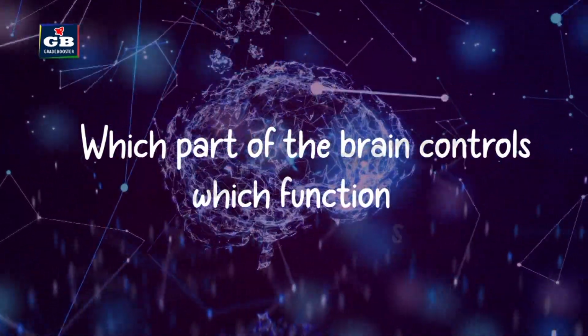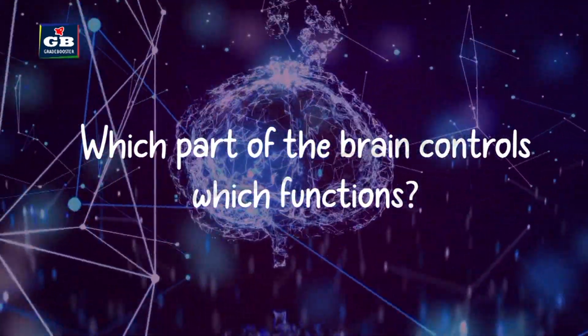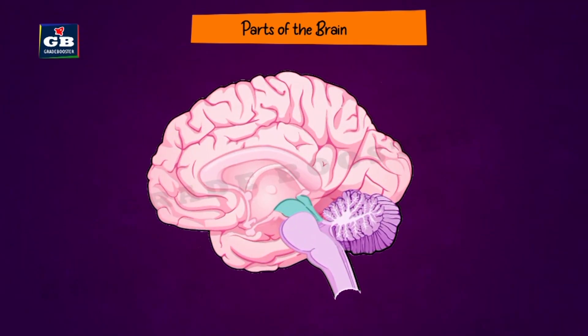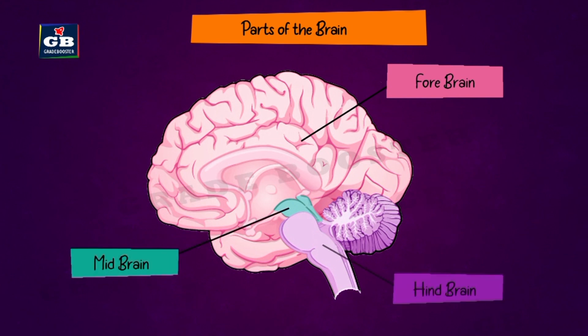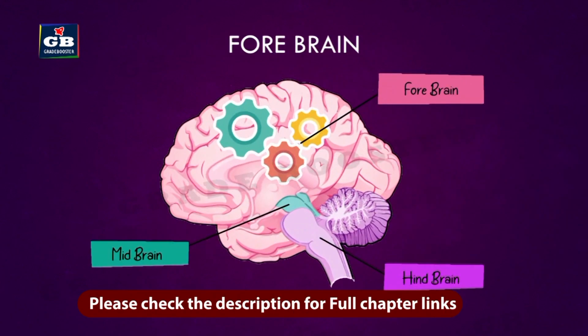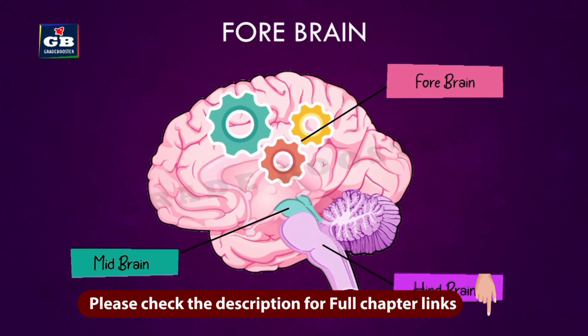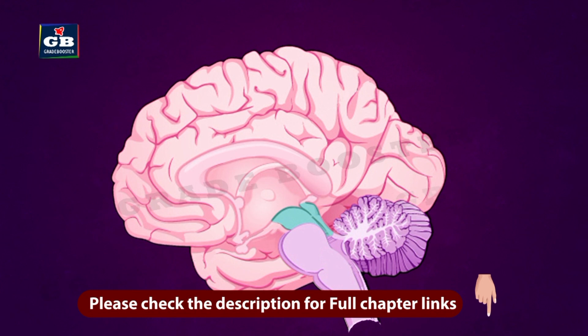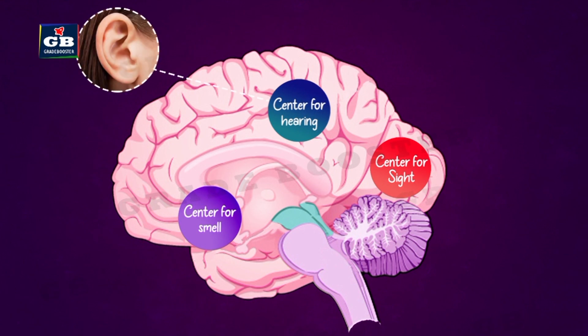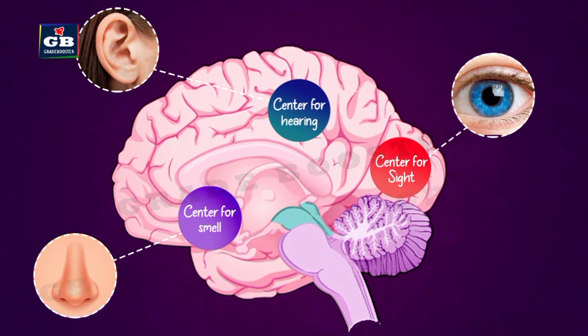Now let us see which part of the brain controls which functions. The brain has 3 main parts, namely the forebrain, midbrain, and hindbrain. Let us see about the forebrain. The thought process takes place in the forebrain. The forebrain has regions which receive sensory impulses from various receptors. It has different centers for hearing, smell, sight, etc.